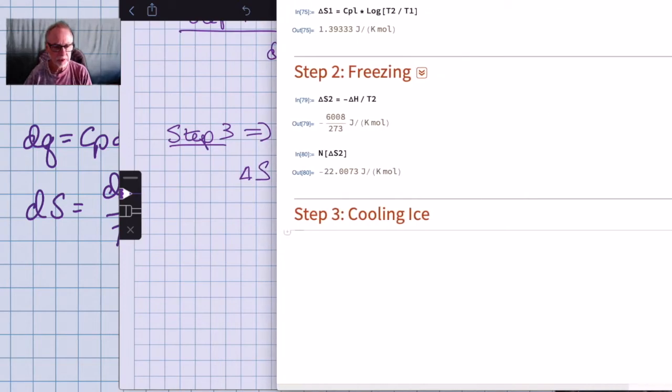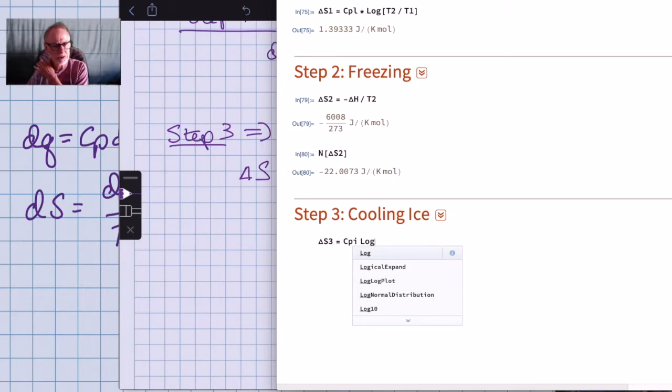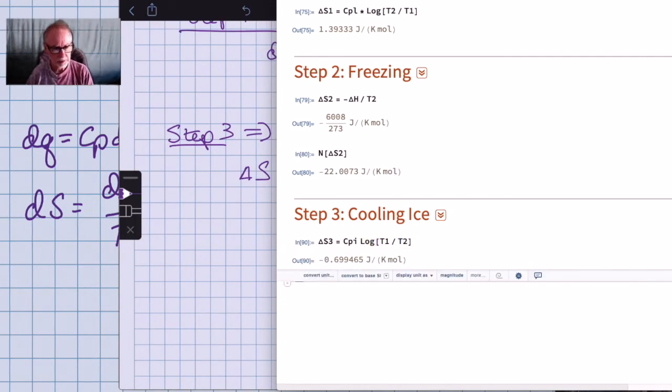I'll move this over a little bit. All right, and so we're just going to go ahead and start. So this is step 3. So I'm just going to go escape, Shift D, escape, S3 equals heat capacity of ice, times log, and I don't have to use an asterisk here if I don't want to. A space, Wolfram will assume, is the same thing as multiplication. And T1, because the final temperature is 268, divided by T2, close bracket, Shift Enter, there's my number.